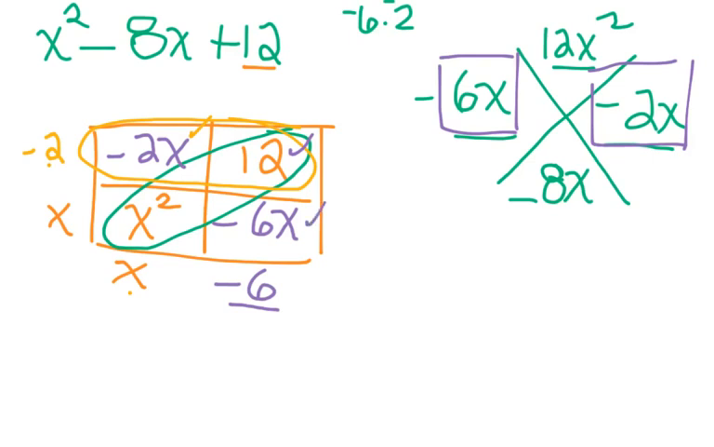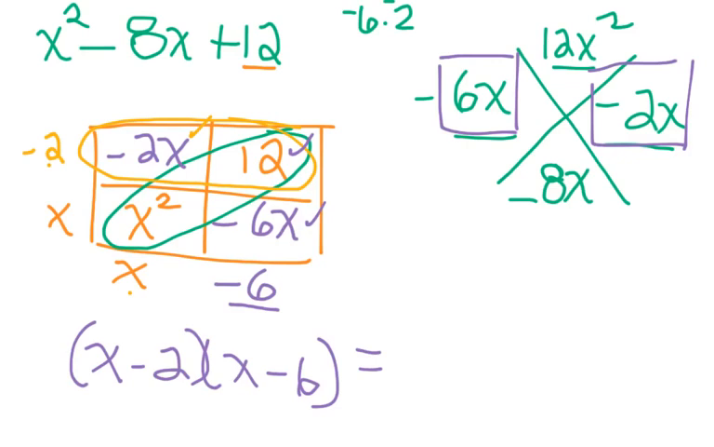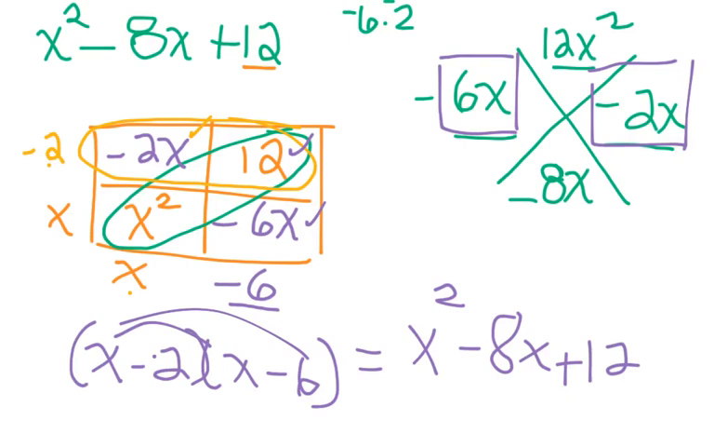So now I'm ready to go ahead and write my factors. I have x minus 2 times x minus 6, and I know that indeed equals x squared minus 8x plus 12. How do I know for sure? Well, I could always use FOIL and double check, or I can simply count up everything inside my rectangle and it would work.